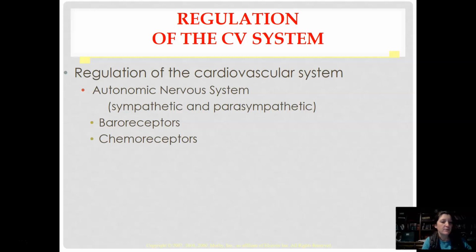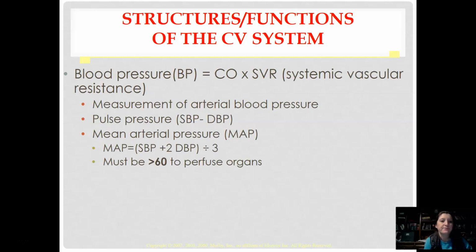And then chemoreceptors are going to respond to oxygen and carbon dioxide levels and also a decreased pH. So when the CO2 level is too high, they're going to change the respiratory rate and the blood pressure. When the pH is too low, when we have an acidic pH, or when we have low O2, we're going to change the respiratory rate based on those chemical receptors.